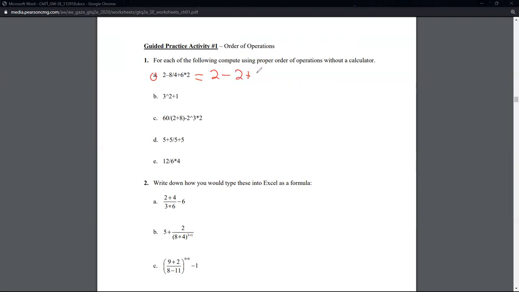Plus. And some of you are going to do these steps at the same time. The 6 times 2 is 12 because it's separated by the plus. I'm just going to be very careful and do one single step at a time. So that's a times there. Then it's 2 minus 2 plus 12. The 2 minus the 2 comes first because additions and subtractions are done at the same time from left to right. So 2 minus 2 is 0. And then 0 plus 12 is 12. So that would be your answer.